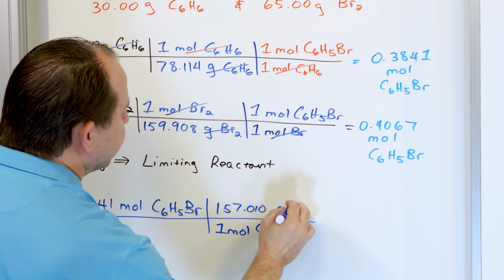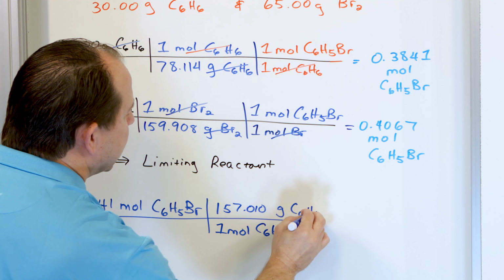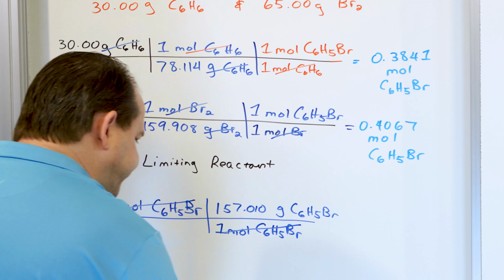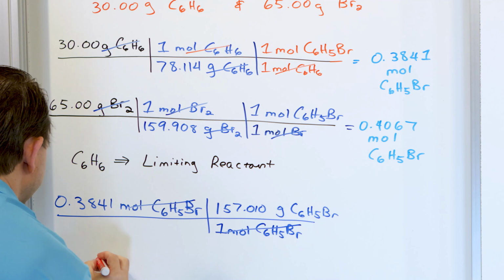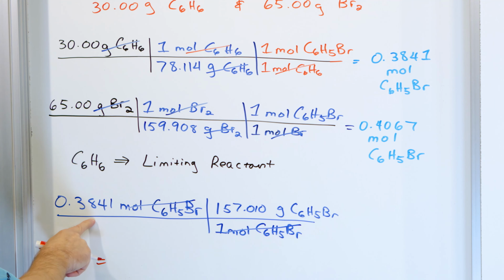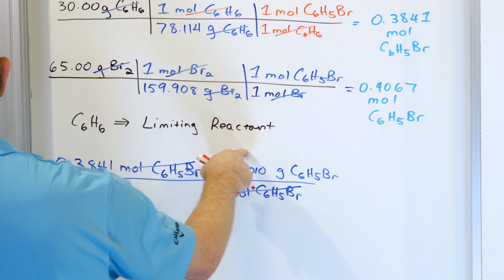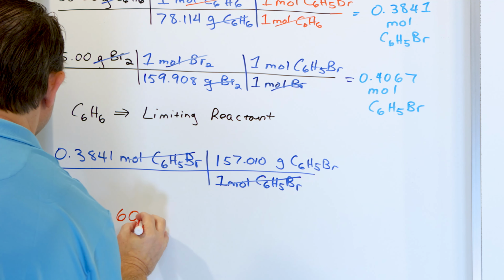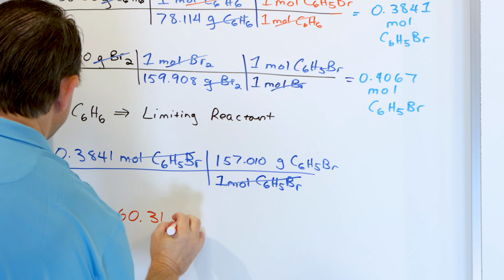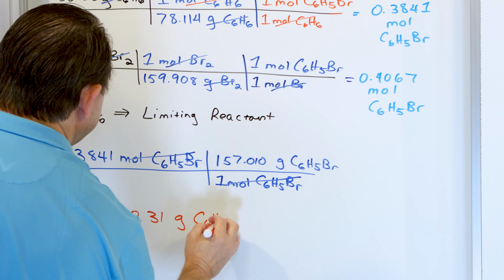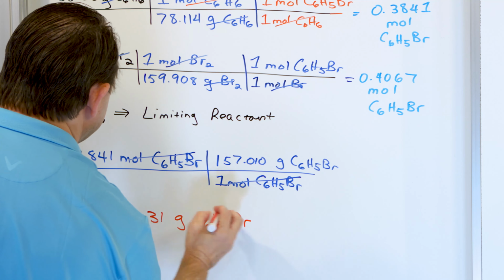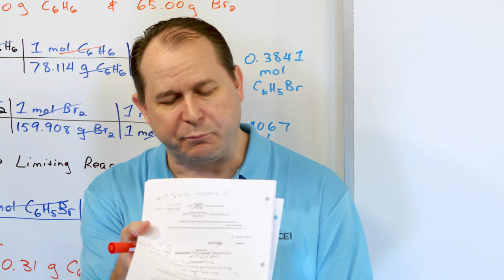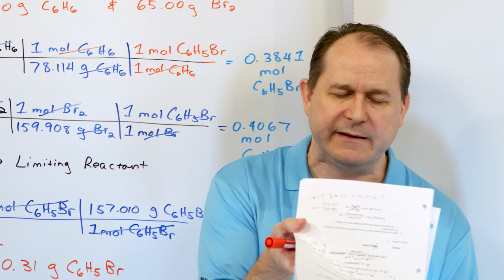157.010. This is grams of C6H5Br. Cancel, cancel. Okay, so then I can put an equal sign here. And if I take 0.3841 and multiply by 157.010, of course, divide by 1, that doesn't do anything, I'm going to get 60.31 grams of the bromobenzene, C6H5Br.